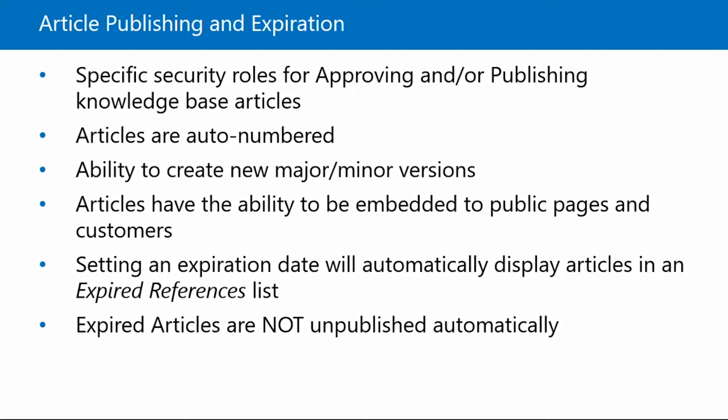Along with the typical statuses when dealing with a knowledge base article, such as draft or active, there's also an expired status. When creating an article, in the advanced options, you have the ability to set an expiration date that will automatically display this article in an expired reference list. However, expired articles are not unpublished automatically, so the article still needs to be updated or deactivated after it's expired.